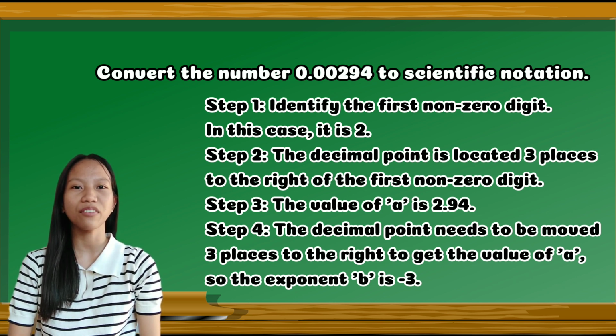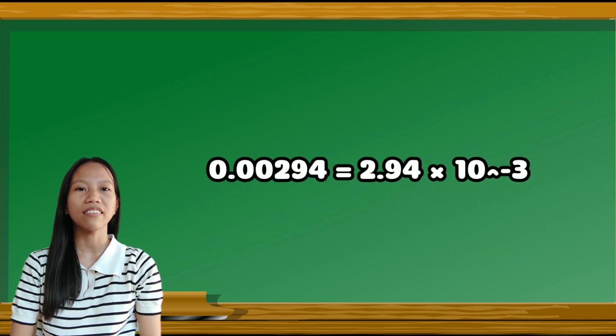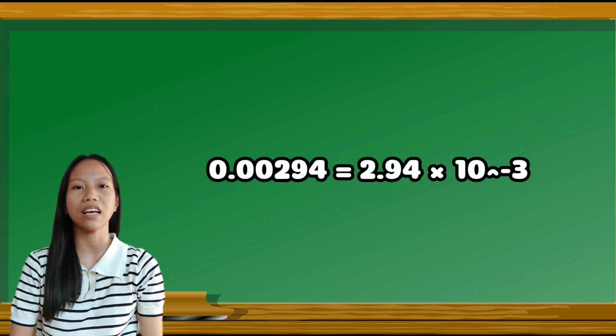Step 4. The decimal point needs to be moved 3 places to the right to get the value of a, so the exponent b is negative 3. Therefore, the number 0.00294 in scientific notation is 2.94 times 10 raised to negative 3.